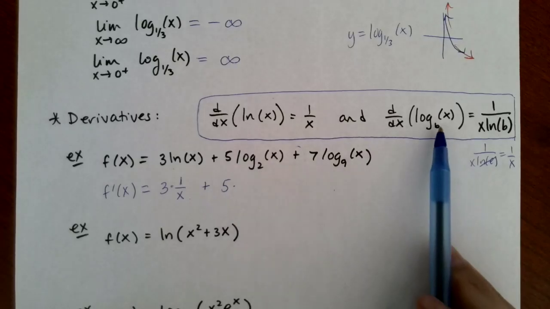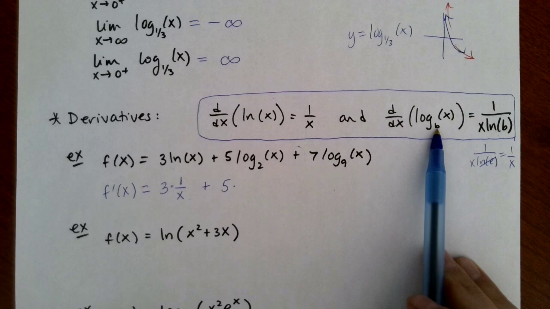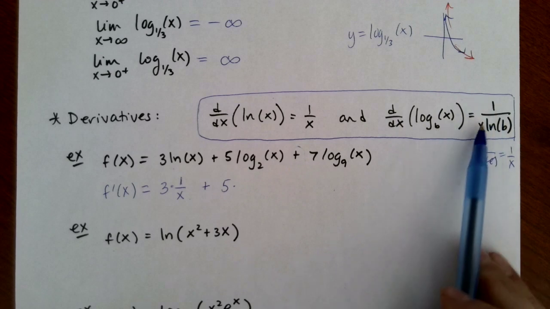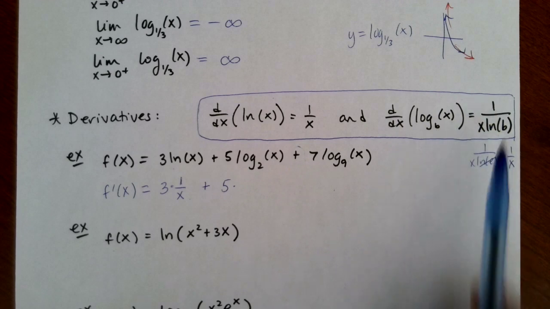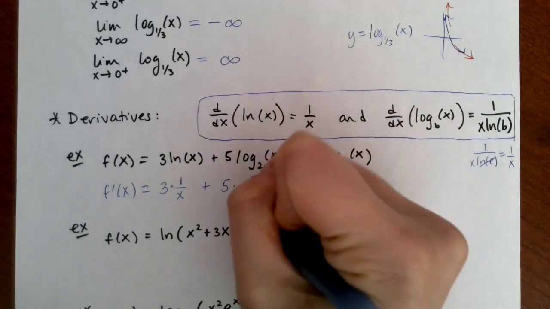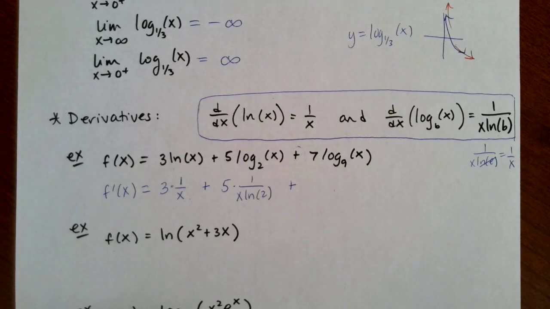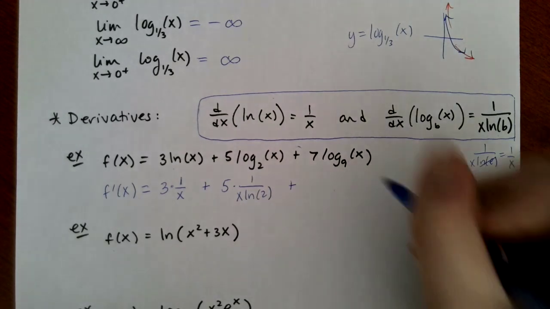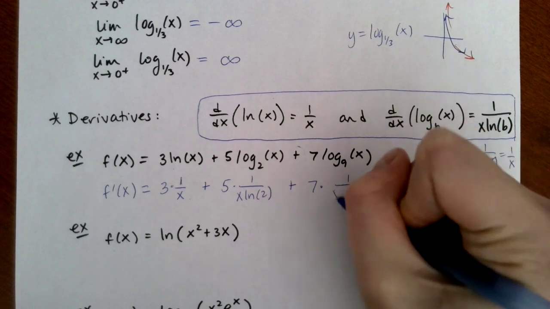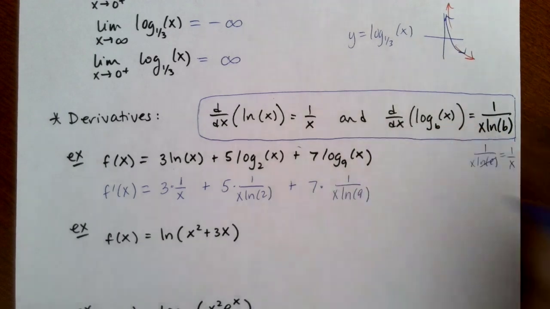We'll go over here and say, okay, if the base is 2, like I have here, its derivative will be 1 over x natural log of 2. And then we'll use the same rule for the next one, but instead of 2, it's a 9. So I have 1 over x ln of 9 instead.